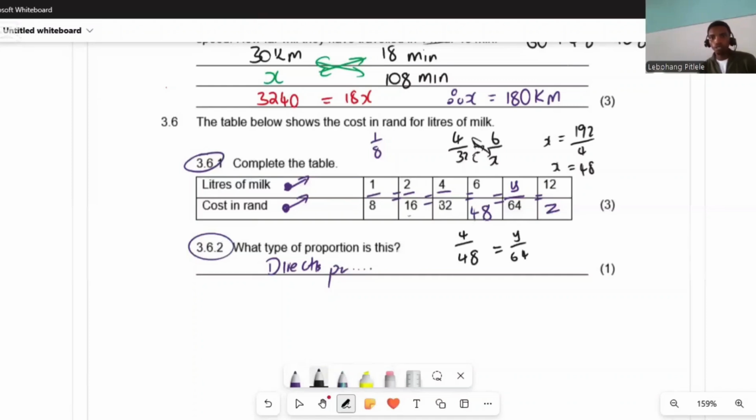y/64. We cross multiply. I'm going to have 4 times 64. How much is that? 256 is equal to 48y. And then we divide both sides by 48. Therefore, our y is going to be how much? It's 16.